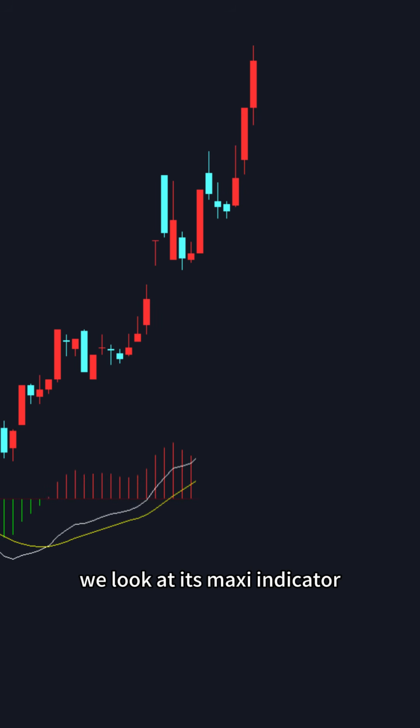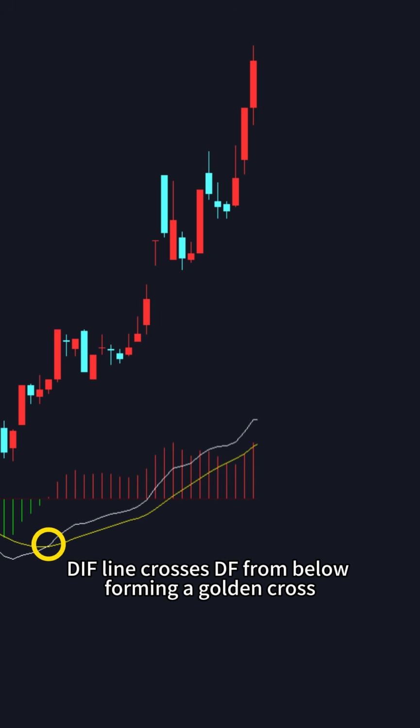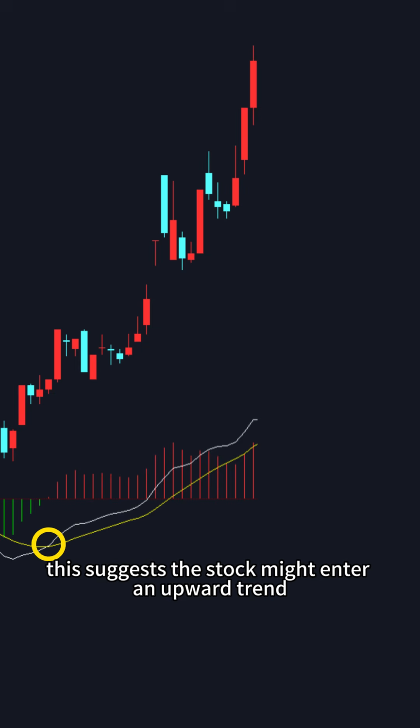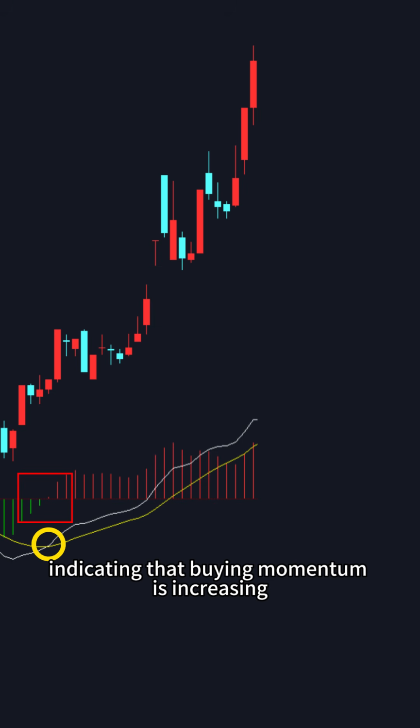Example: let's say a stock has been in a consolidating uptrend for the past few months. We look at its MACD indicator. When the stock price is at $45, the DIF line crosses above the D line from below, forming a golden cross. This suggests the stock might enter an upward trend.